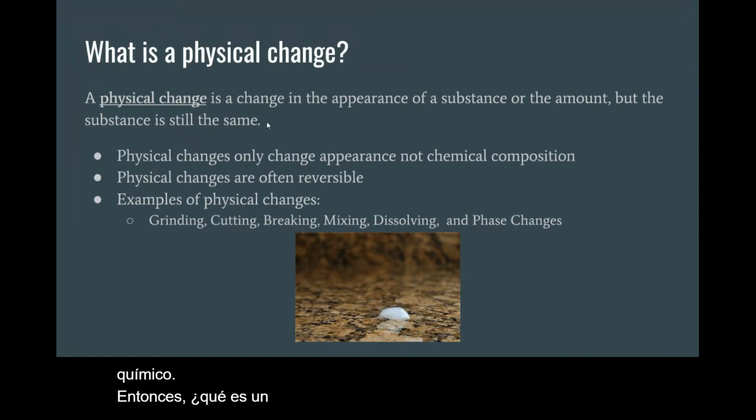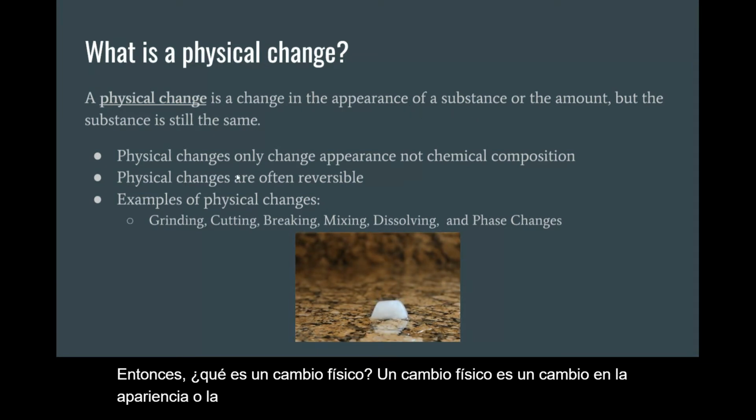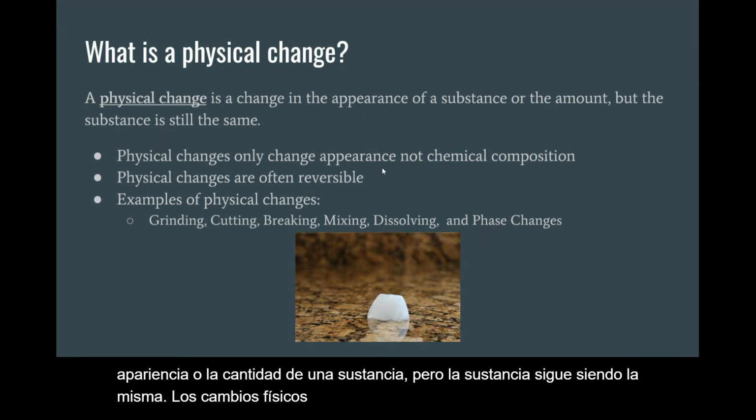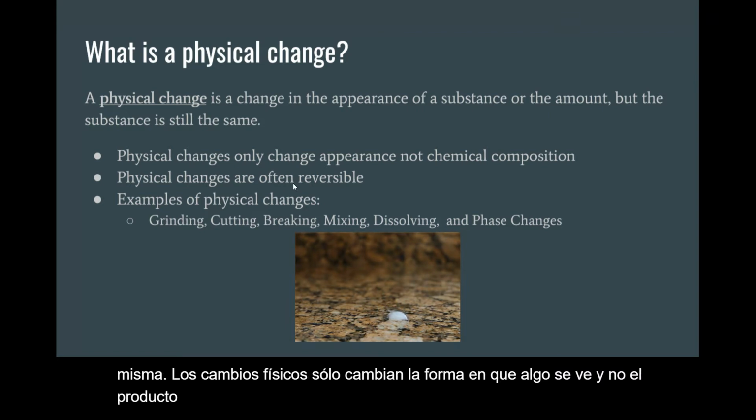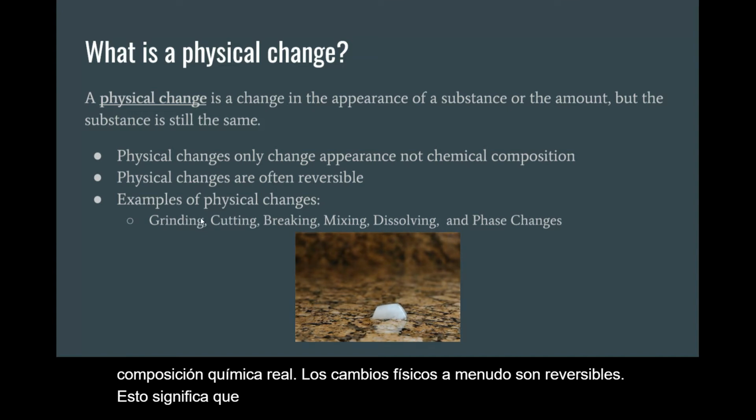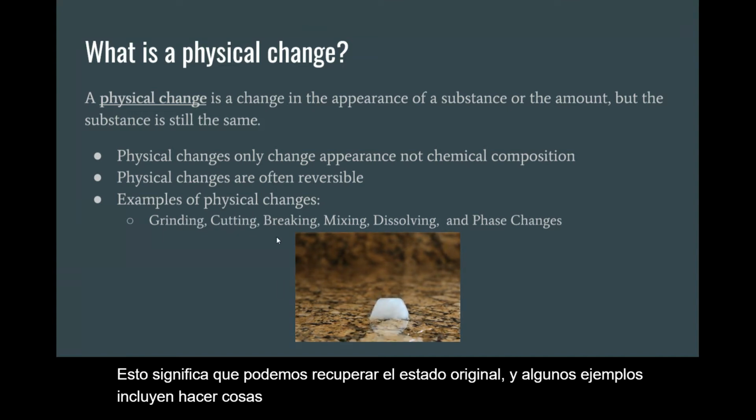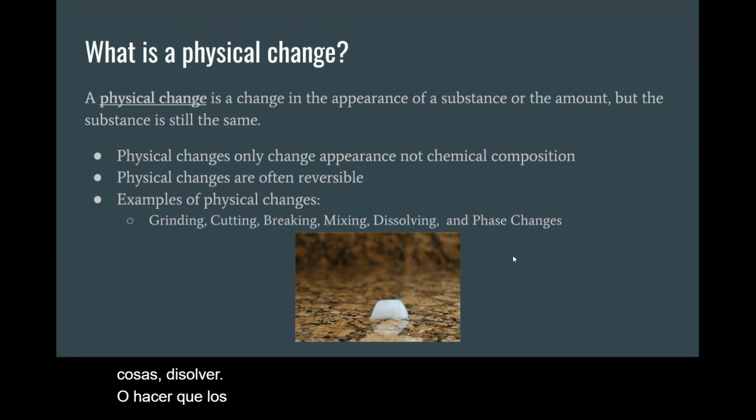A physical change is a change in the appearance or the amount of a substance, but the substance is still the same. Physical changes only change the way something looks and not the actual chemical composition. Physical changes are often reversible. This means we can get back the original state. And some examples include doing things like grinding or cutting, breaking down material, mixing things together, dissolving, or making materials go through phase changes, going from solid to liquid or liquid to gas.